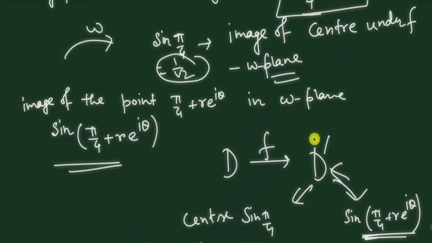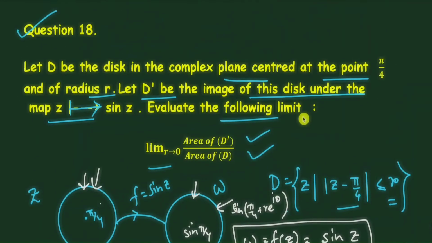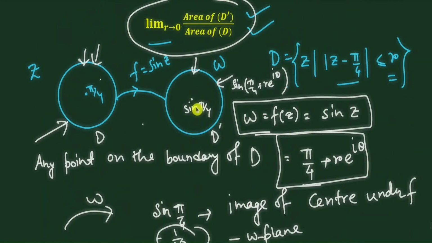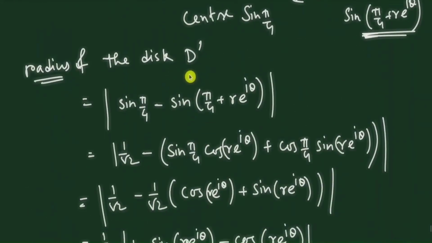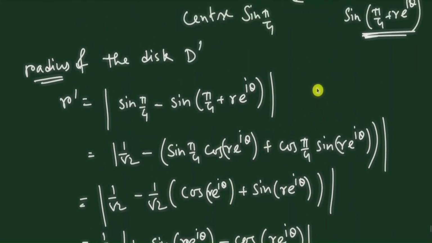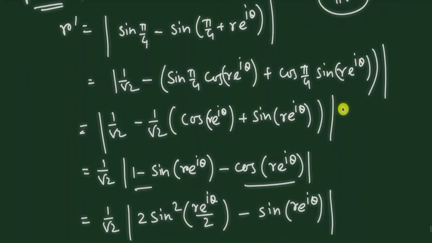Now we have to find the area of D dash by area of D. So D is a disk with center pi by 4 and radius r. So the area of this circular disk is equal to pi r square, and suppose r dash is the radius of the circular disk D dash. This is also a circular disk, so its area is pi r dash square, the area of D dash.